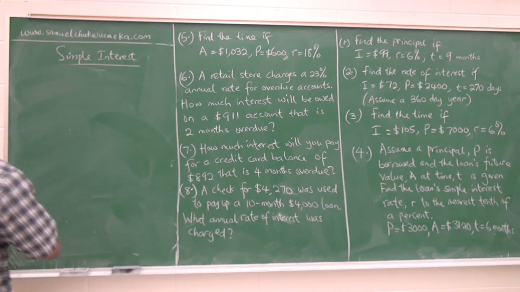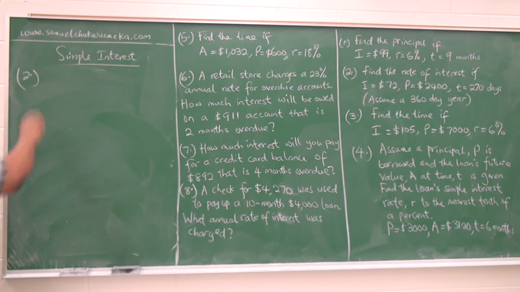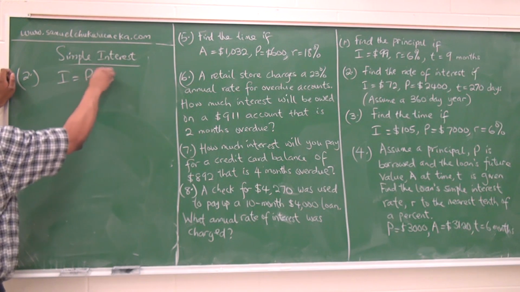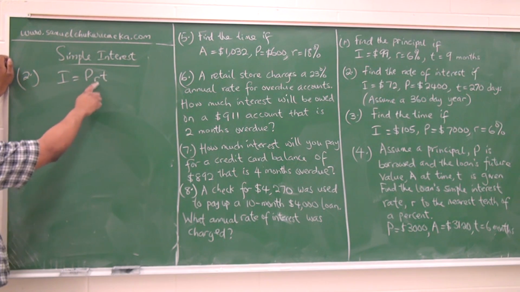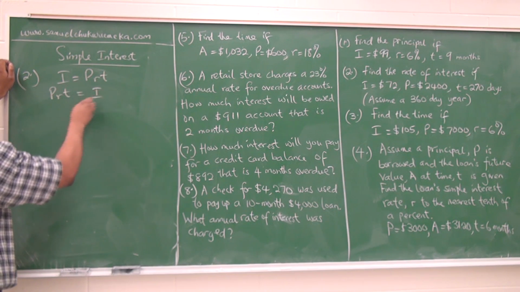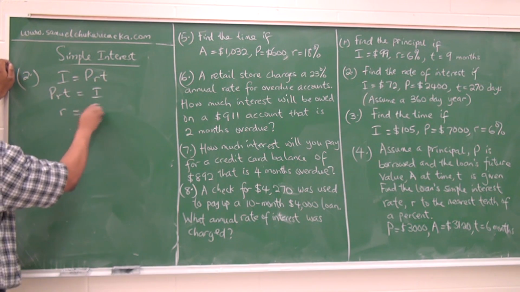Now let's go ahead and do two. Find the rate of interest if I is $72, the principal sum is $2,400, and the time is 270 days. Assume a 360-day year. Okay, so we have that I is equal to PRT, and they're asking for the rate of interest, R. So PRT is equal to I, so our R is I over PT.